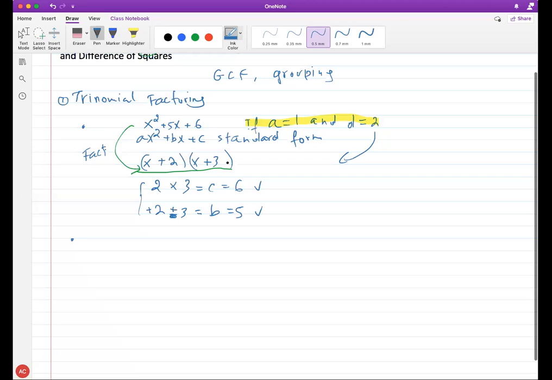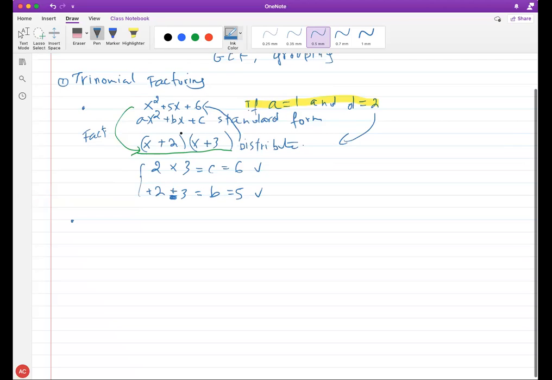Factoring is just the opposite of multiplying. So if you want to go back here, just distribute. Distribute. You can easily go back to this. Okay, so that's how trinomial factoring works.